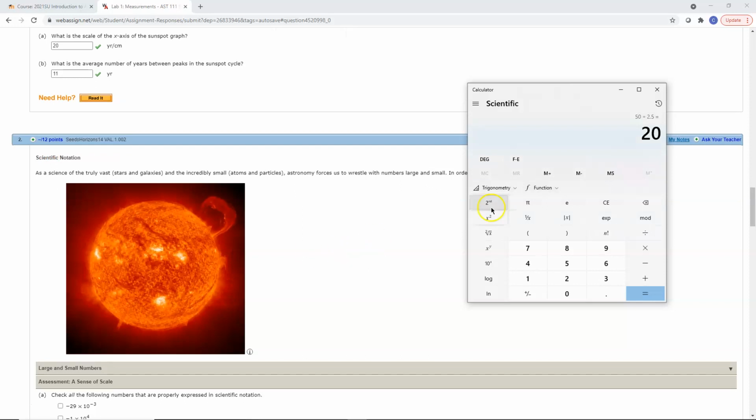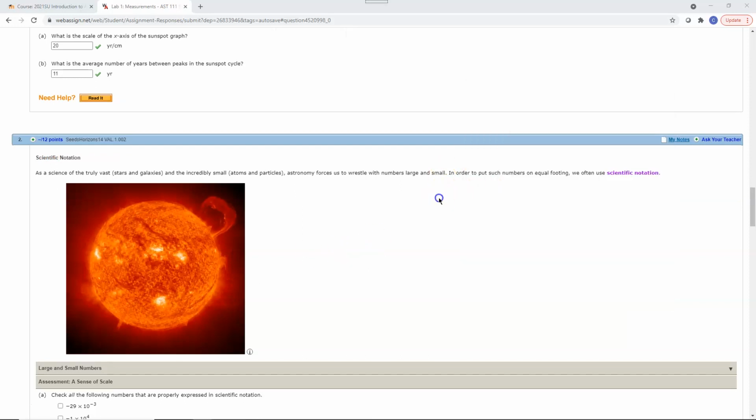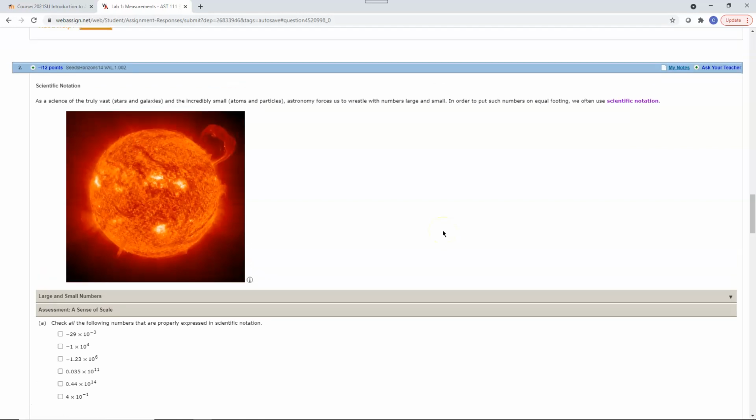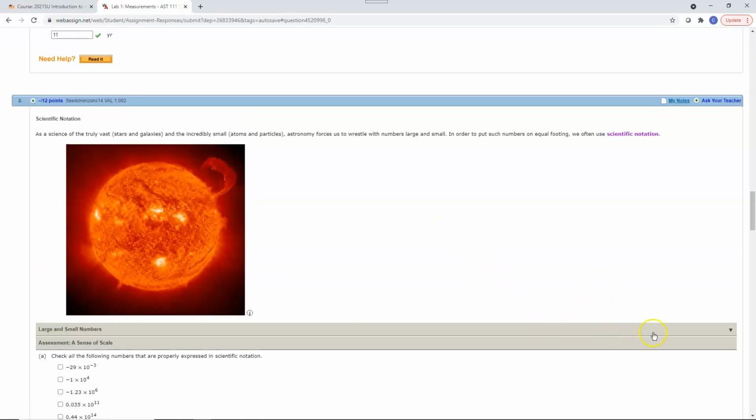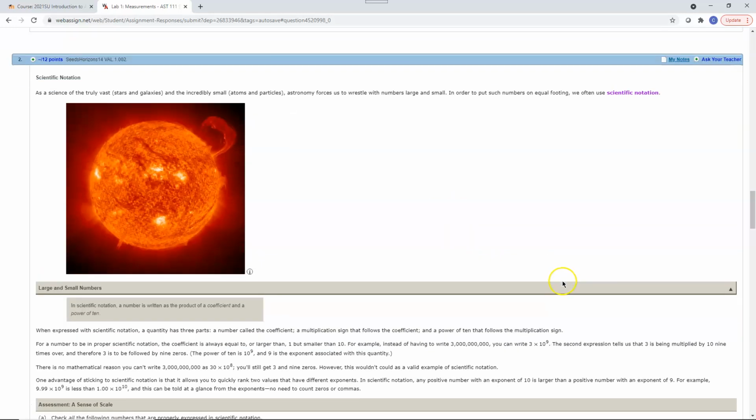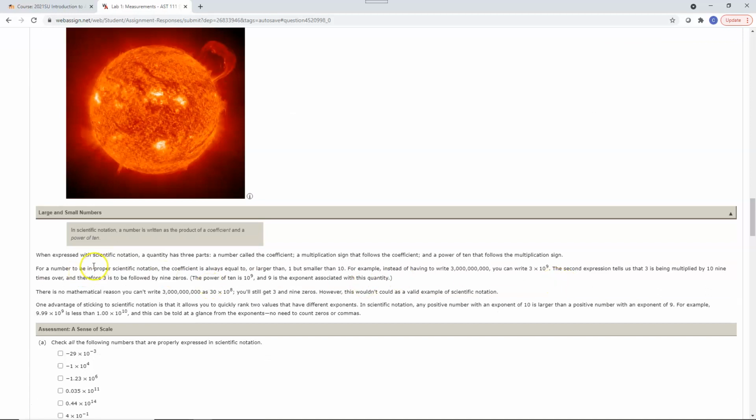moving on. Now, this is another part of, we're looking at large and small numbers, and this gets into your scientific notation. When expressed in scientific notation, the quantity has 3 parts. A number called a coefficient, a multiplication sign that follows a coefficient, and a power of 10 that follows a multiplication sign. For a number to be in proper scientific notation, the coefficient is always equal to or larger than 1, but smaller than 10.